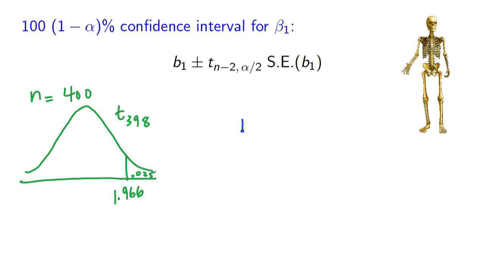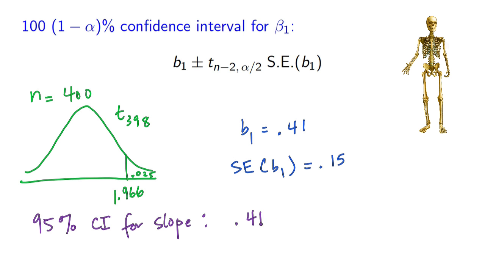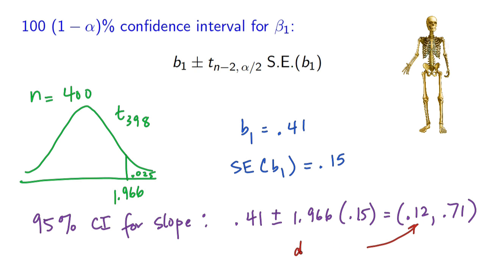Our estimate of the slope B1 is 0.41, its standard error is 0.15, so our confidence interval is 0.41 plus or minus 1.966 times 0.15, which gives us the range from 0.12 to 0.71. So we're 95% confident that the slope is somewhere in that range. Note that this confidence interval doesn't include zero, so we're again quite confident that there is a linear relationship between error in age estimation and BMI.